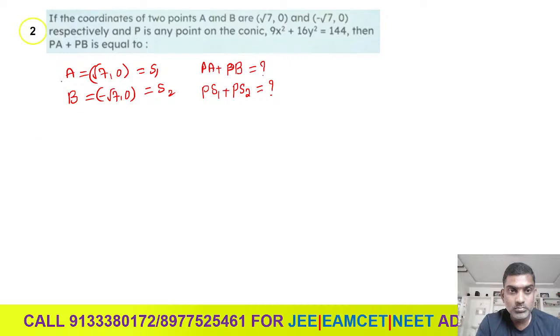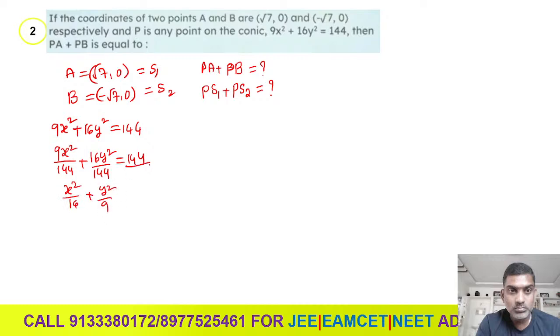And let us see what the given ellipse is here. The given ellipse is 9x square plus 16y square, which is equal to 144. So first try to write it in the standard form. Then 9x square divided by 144 plus 16y square divided by 144, which is equal to 1. Then it is x square over 16 plus y square over 9, which is equal to 1.